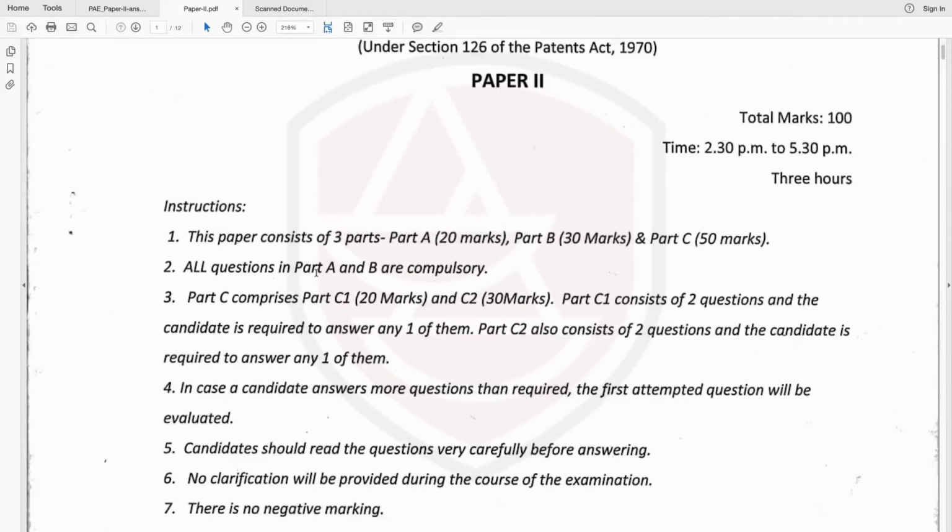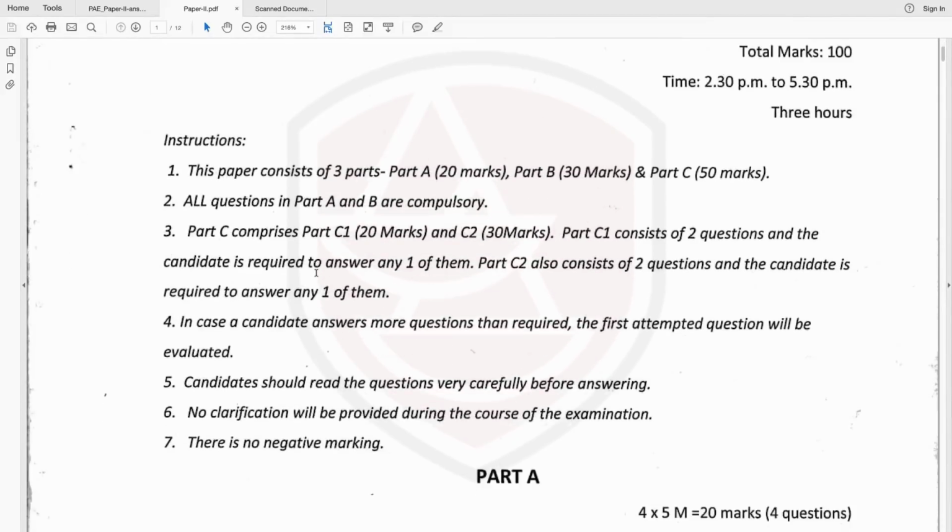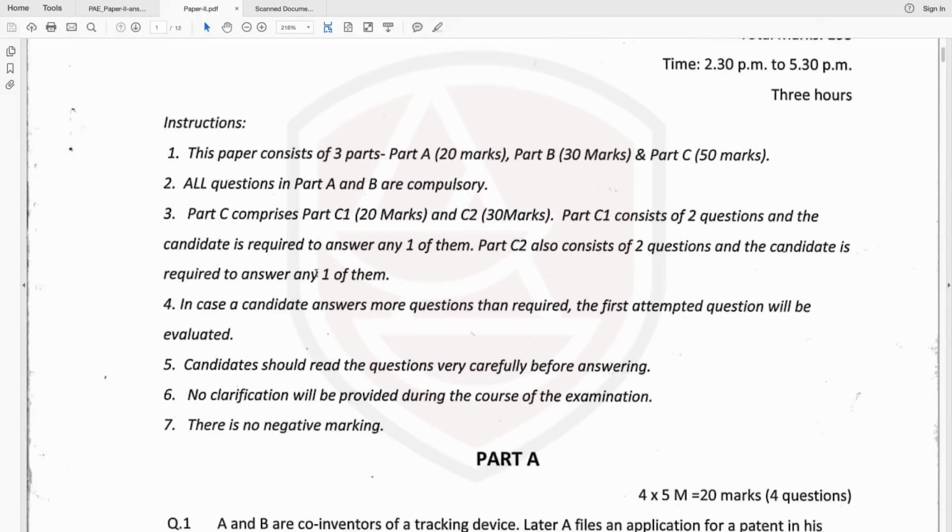Okay, so let me briefly discuss the features of paper 2. Paper 2 has 3 parts. Part A is 20 marks, with 4 questions, each carrying 5 marks, and part B has 3 questions, 10 marks each, and part C has 2 questions. In part C, you have the option of choosing one or the other, and each question carries 25 marks. So part C is for 50 marks.